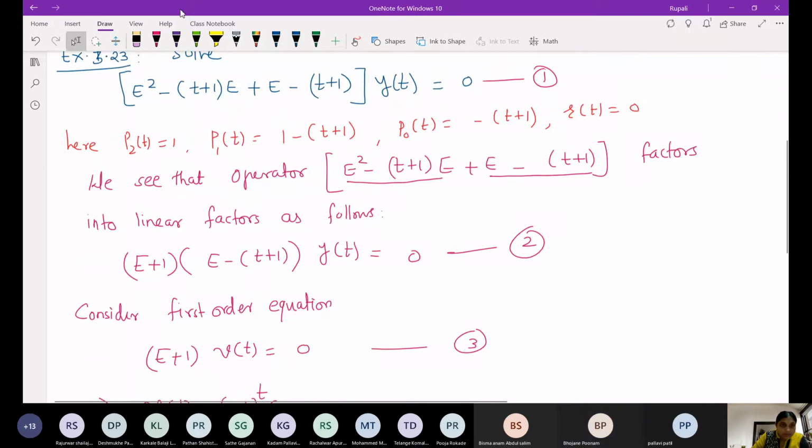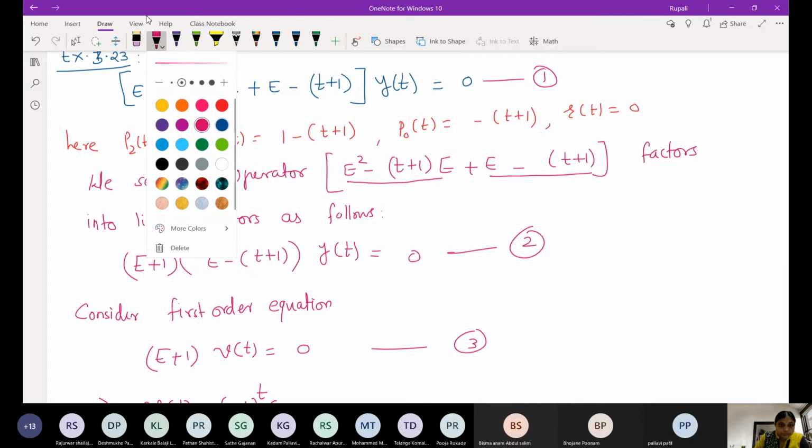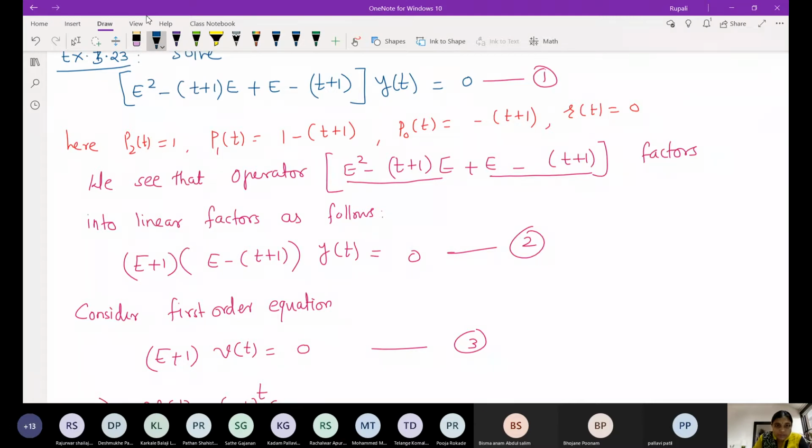Let me change color. My original equation is 2. Equation 1 is equivalent to 2, because I have just factored that operator into linear factors as E plus 1 into E minus t plus 1. Now my aim is to solve 2. For that, first I will solve E plus 1 v of t is equal to 0.